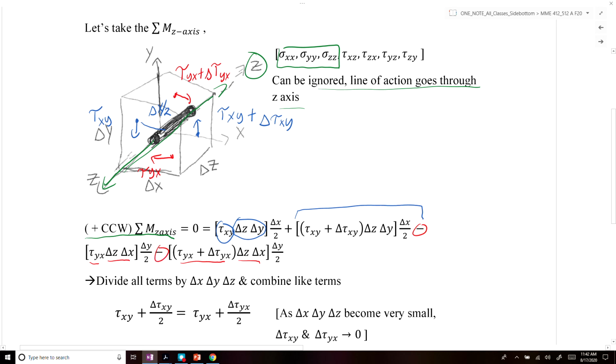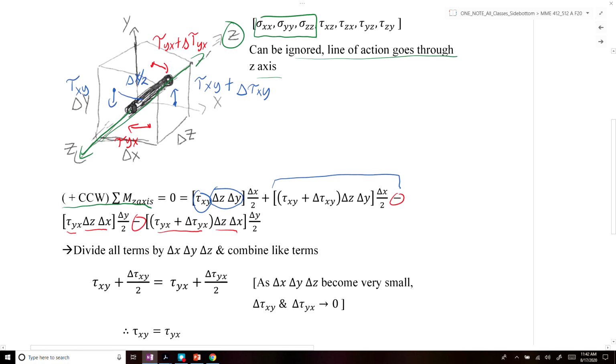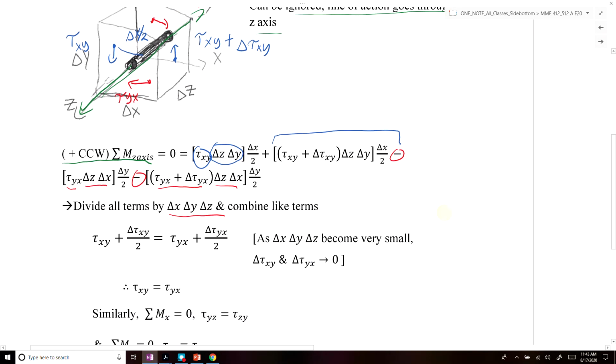All right, so using this equation, we can divide both sides of the equation by delta x, delta y, delta z, and combine all of our like terms. If we do that, what we end up getting is tau xy plus delta tau xy over 2 is equal to tau yx plus delta tau yx divided by 2.